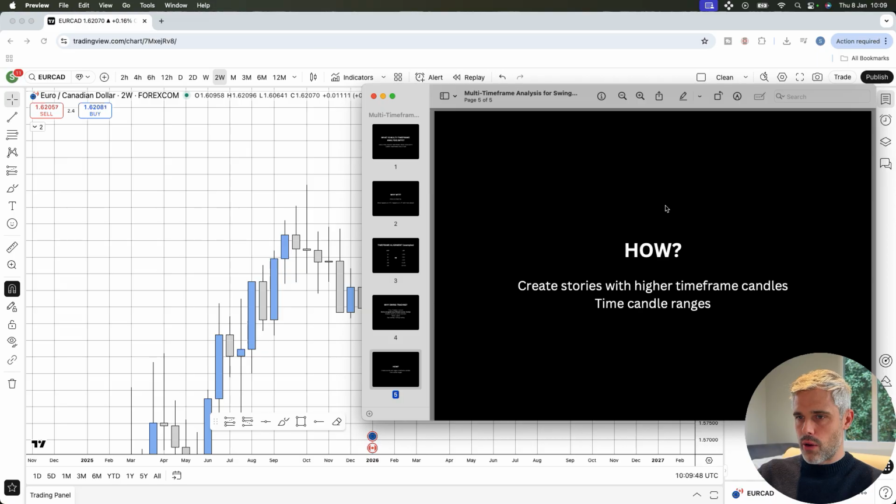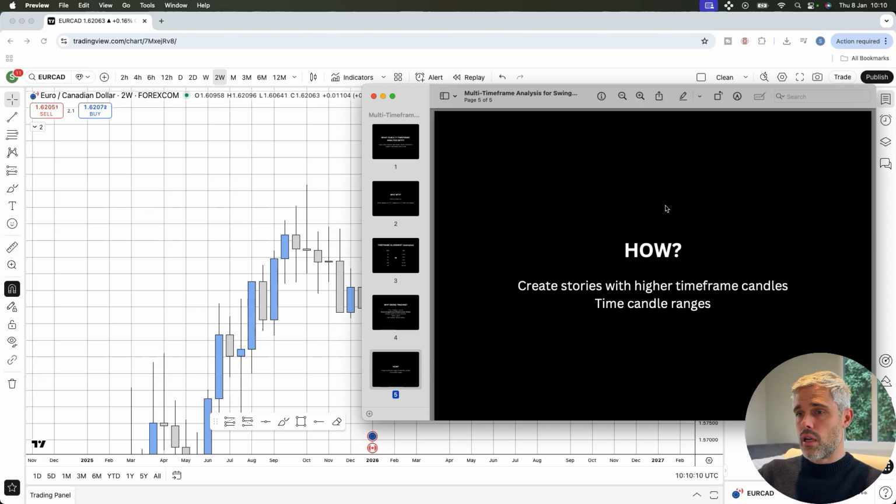So now, how do we apply this? And then we're going to jump on the charts now. But it's about creating stories with higher time frame candles, understanding the relationship between higher time frame candles, and then timing those candle ranges with lower time frame execution. That is the definition of multi-time frame analysis.